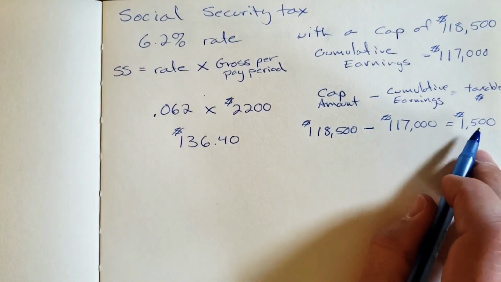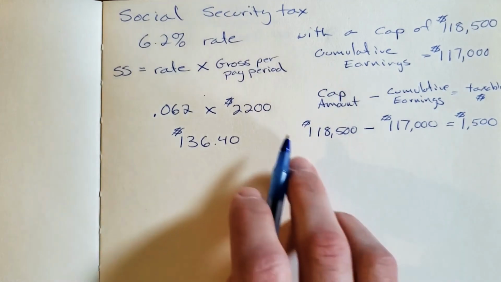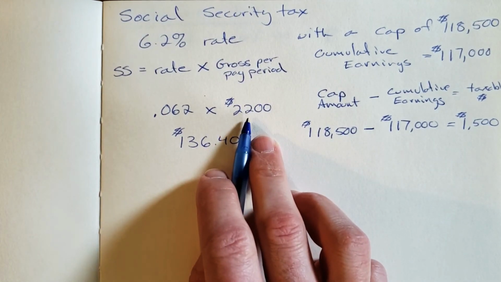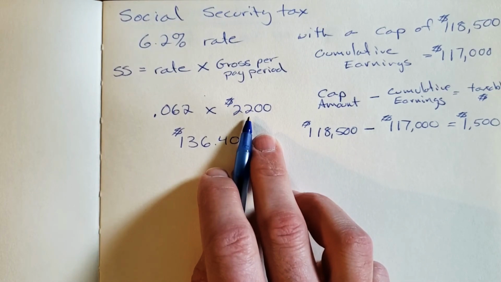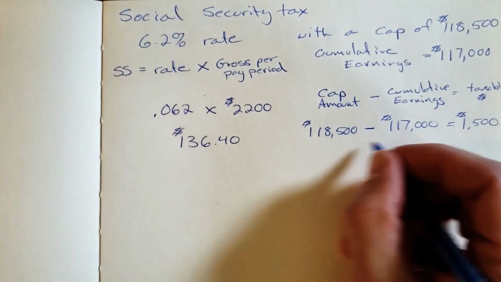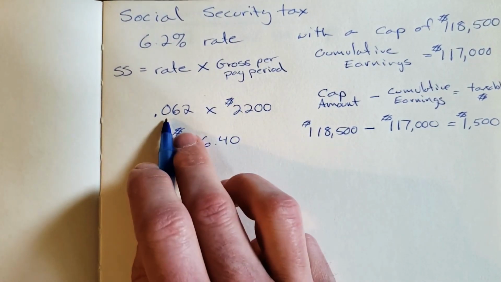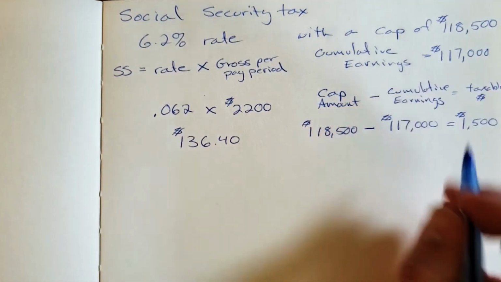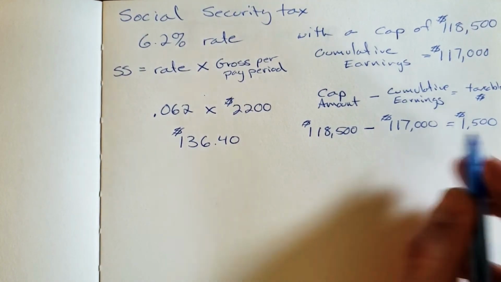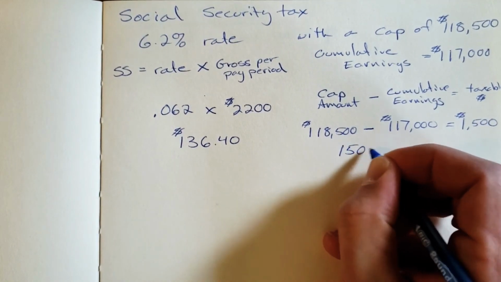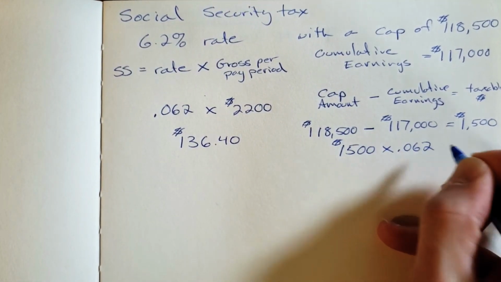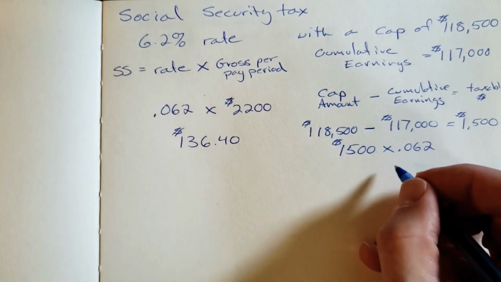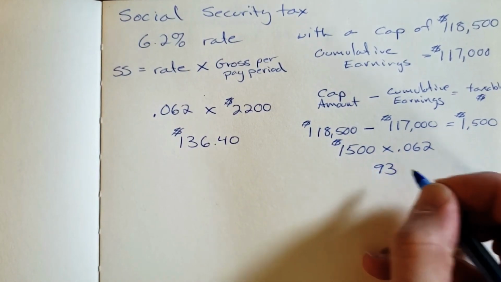Now, what that means is $1,500 of your $2,200 is going to be taxed, which means the rest of it is not going to experience a Social Security tax. So when you go to figure this out, you're not going to take the full $2,200 times 0.062 if it's close to the cap. You're only going to take that taxable money. So you take 1,500 times 0.062 instead of the whole amount, and that would come out to $93.